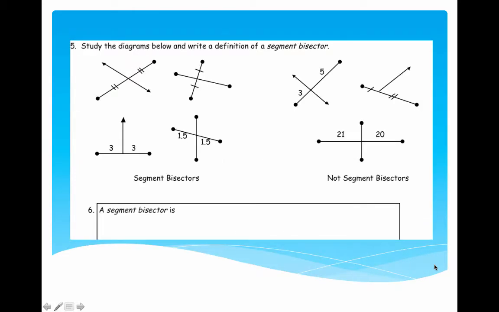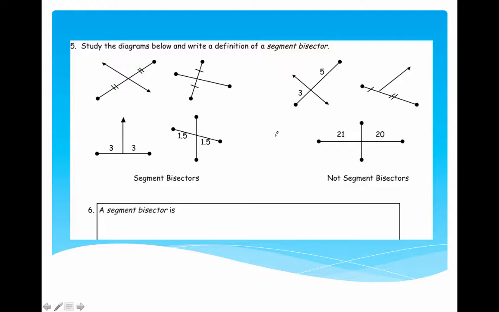Okay, so we want to look here, and we're given a group. This is similar to what we did with the zoids and the rectangles. These are all bisectors. These are not. So the first thing is you can see that bisectors can be rays, line segments, or lines. But a segment bisector is anything that cuts it, but so do those, right? So these all cut, these all cut.